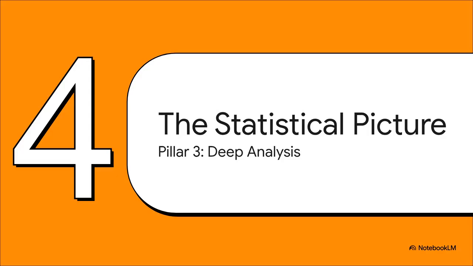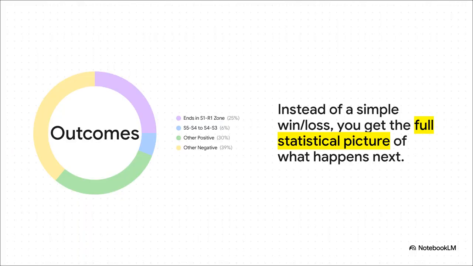But look, finding the setup is really only half the battle. The real question is, what happens after the pattern shows up? And this brings us to the third and final pillar, deep probabilistic analysis. This is where most backtesters kind of fall short, but it's where this tool absolutely shines. So instead of a simple win-loss ratio, you get the full statistical picture of what tends to happen next.